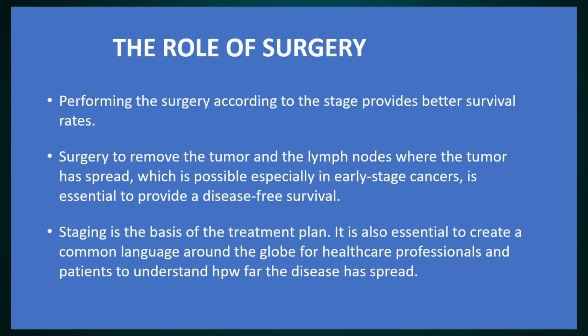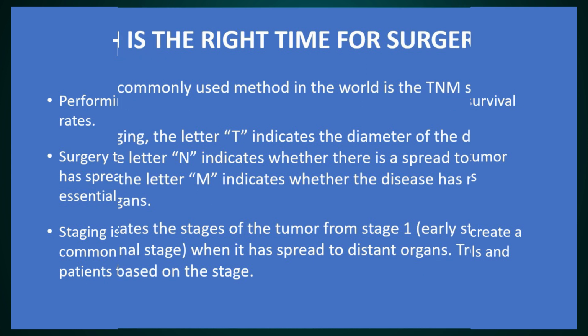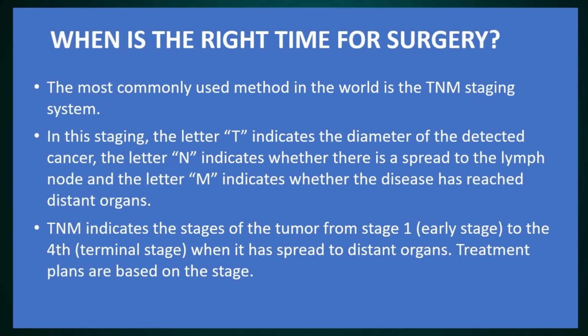The role of surgery. Performing the surgery according to the stage provides better survival rates. Surgery to remove the tumor and the lymph nodes where the tumor has spread, which is possible especially in early-stage cancers, is essential to provide a disease-free survival. Staging is the basis of the treatment plan. It is also essential to create a common language around the globe for healthcare professionals and patients to understand how far the disease has spread. When is the right time for surgery?